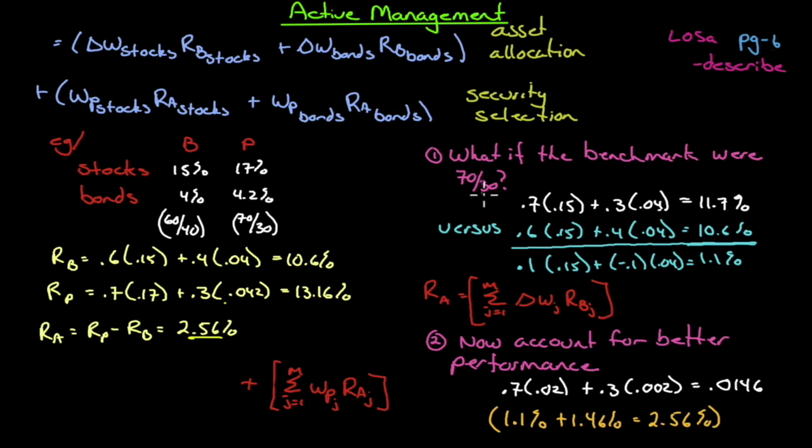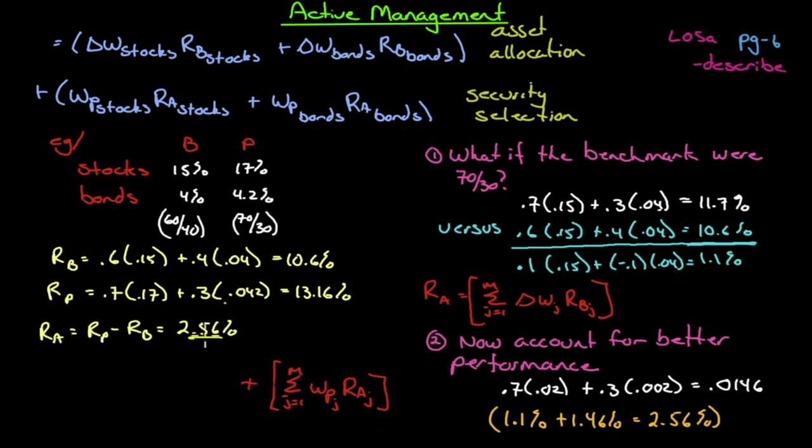So let's start over here. Let's just ask a question. What if the benchmark were 70-30 as well? What if it wasn't 60-40, but what if it was 70-30? So let's do that. We'll take 0.7 times 0.15 plus 0.3 times 0.04 is 11.7. Versus, what did it do? 0.6 times 0.15 plus 0.4 times 0.04 is 10.6. It would have done 11.7. It did 10.6. So there is 1.1% that could have been added purely by asset allocation.